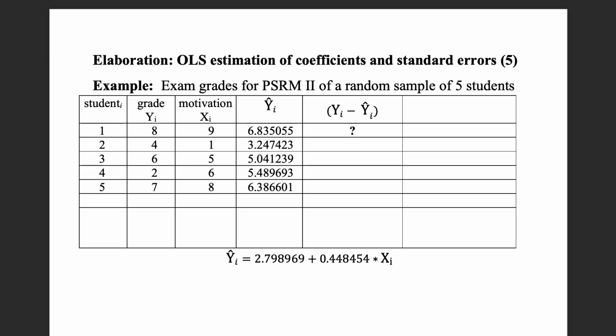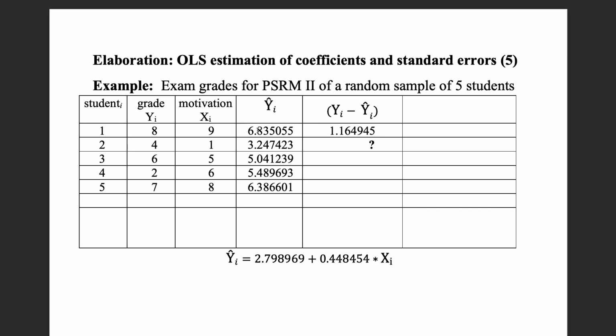So again, pause and think. How would you calculate the residual for the first student? Residual being the difference between predicted and observed. Yes, it's 1.164945. So it's 8 minus 6.835055, so the observed minus predicted, and you get the residual, in this case 1.164945.